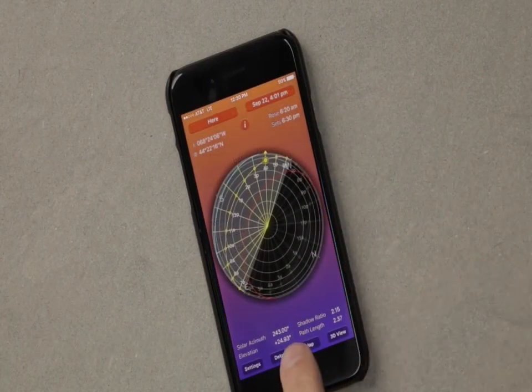In this cold climate, we can take advantage of the lower angle of the winter sun for passive solar heating, and our design can keep the higher angle, hotter sunlight out in the summer.